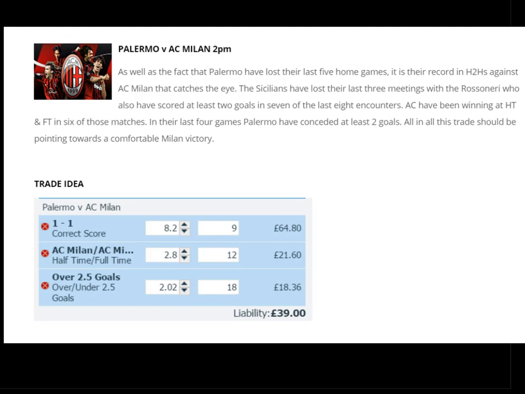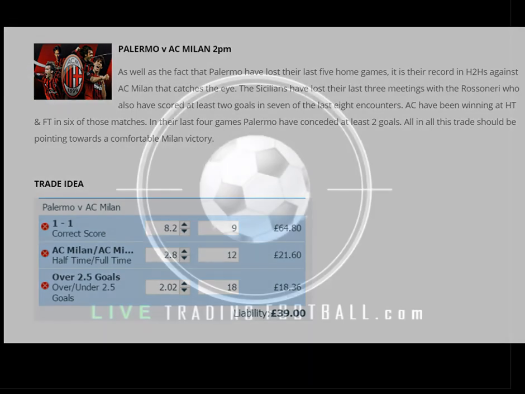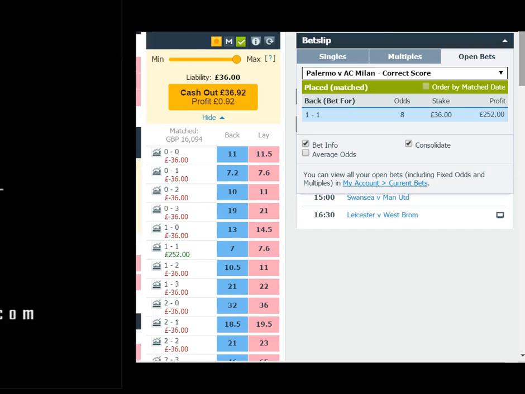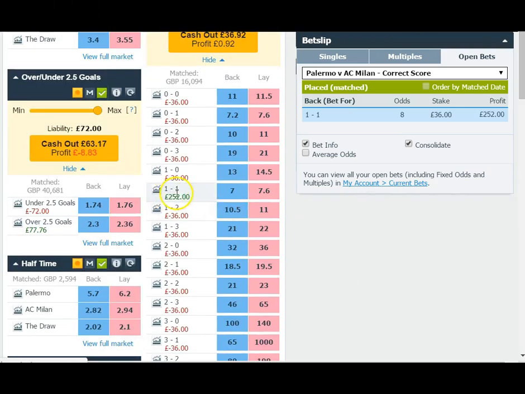We're using three different markets here: the correct score, half-time, full-time, and over 2.5 goals. And there we can see the members get access to a summary before the game itself to explain our reasoning and analysis behind a particular trade. Now, you'll probably notice that on the My Betfair screen here, the figures don't quite correspond to the pre-match analysis that you've just seen.